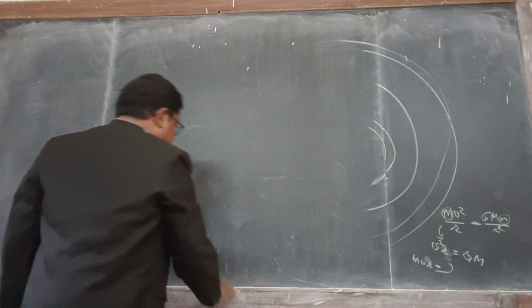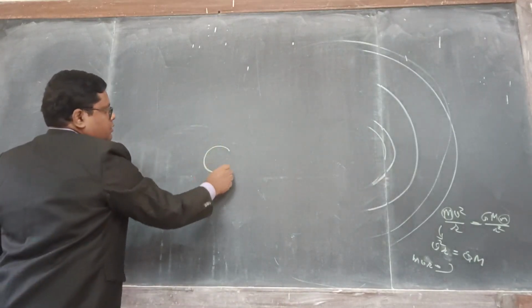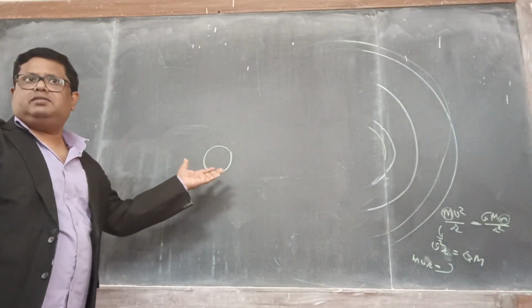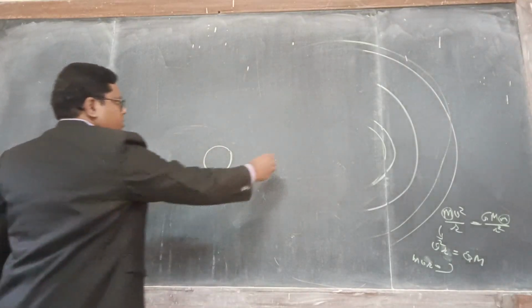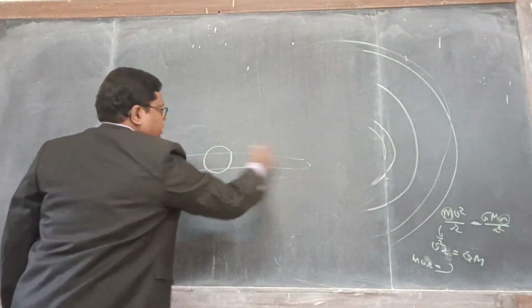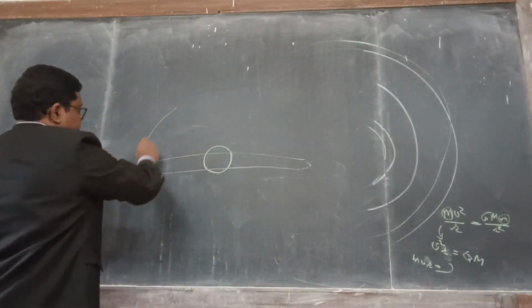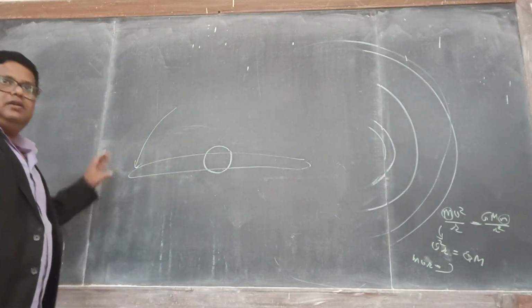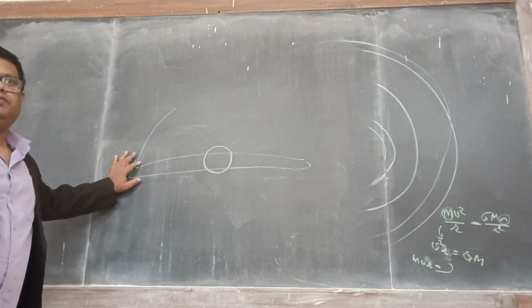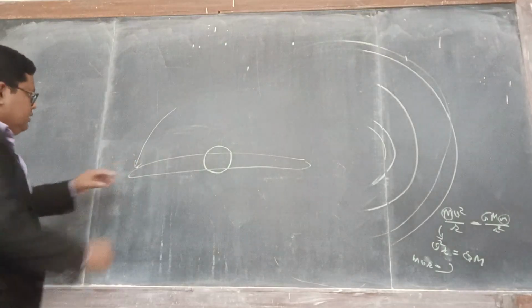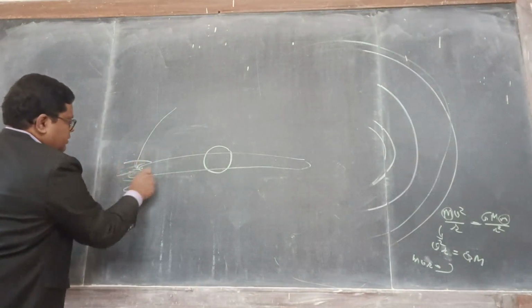Suppose this is a compact object or maybe a planet, say Jupiter. This has got its ring around. Now suppose a comet comes and hits one of the rings. What will happen? There will be collision. This whole thing will be disrupted.